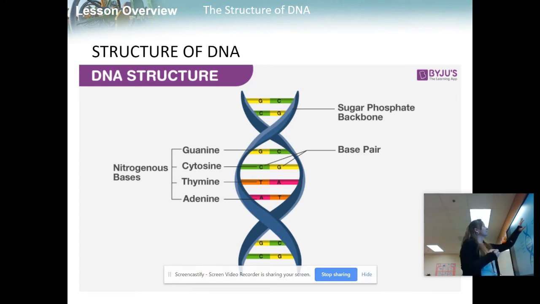All right, so you have this sugar phosphate backbone. That's like the sides of the ladder. And the base pairs make up the rungs. All right, so what these base pairs are: adenine, guanine, cytosine, and thymine. All right, those are the nitrogenous bases. Nitrogenous. You should look at that word and realize that it says nitrogen in it, right? So they all contain nitrogen.